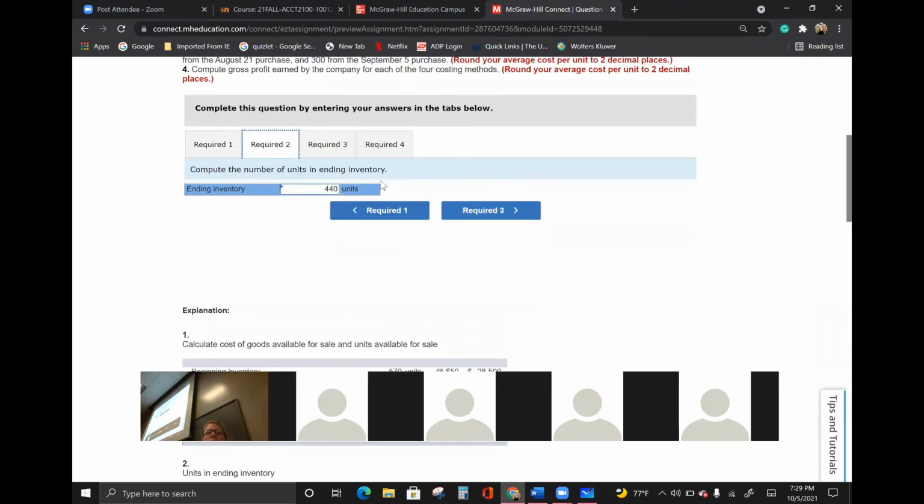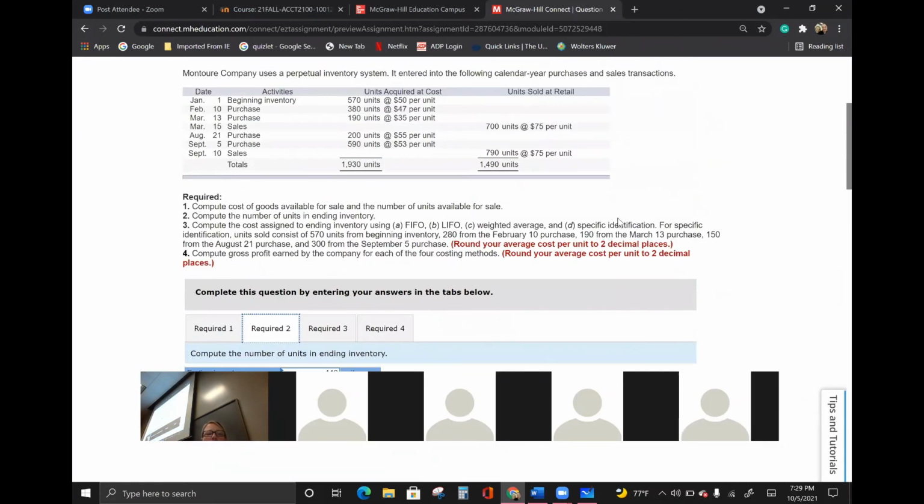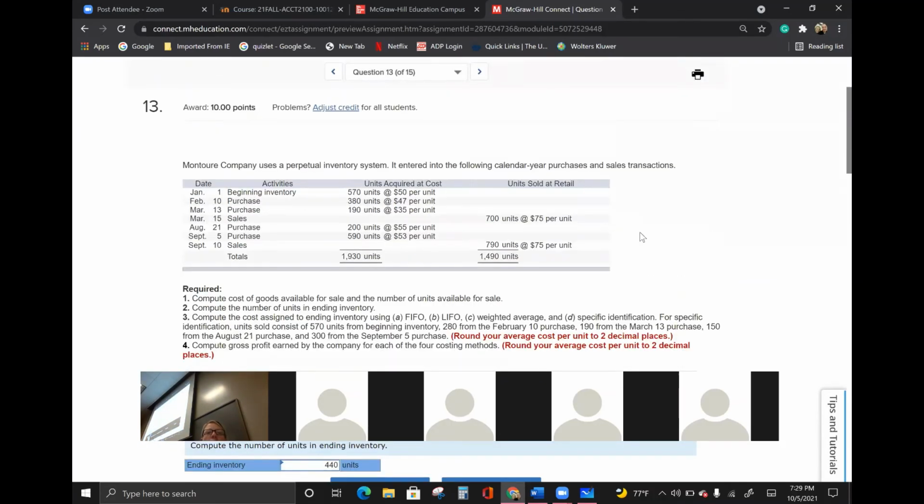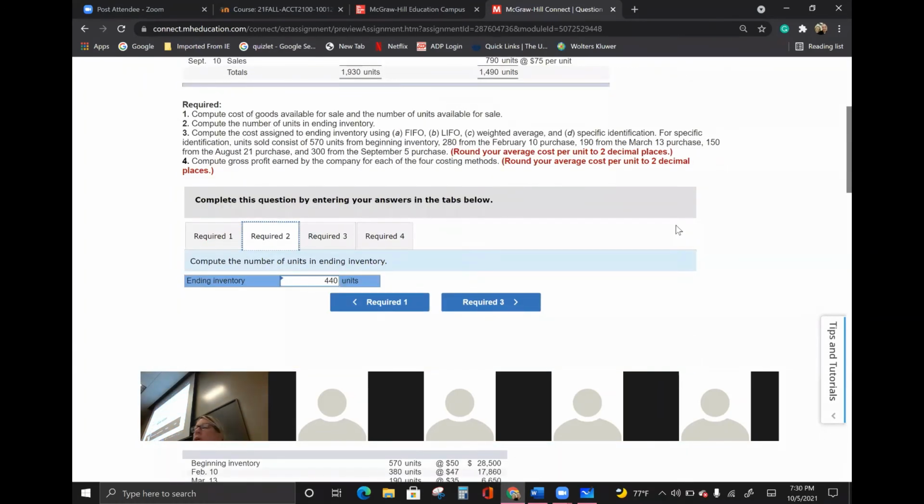Compute the number of units in ending inventory. What method am I using? I guess it doesn't matter yet. If I had 1,930 units available, they're giving me my sales of 770 and 790. So I have a total of 1,490 units that I sold. The difference is what I have left in units. So just take the 1,930 minus 1,490, and that should give you the 440.